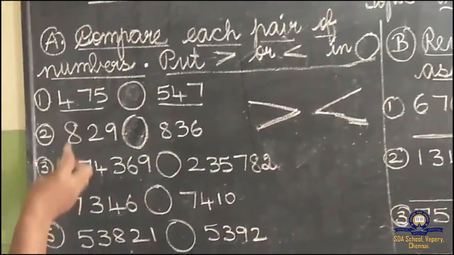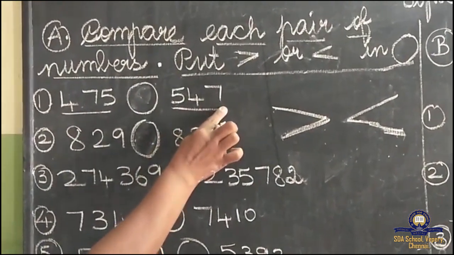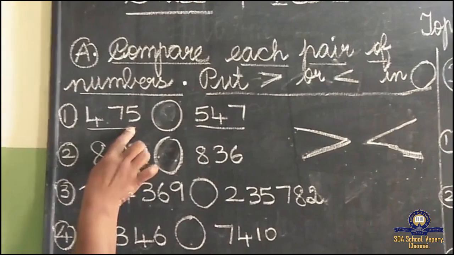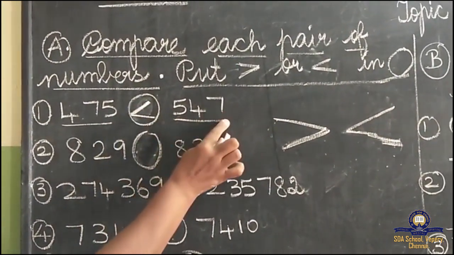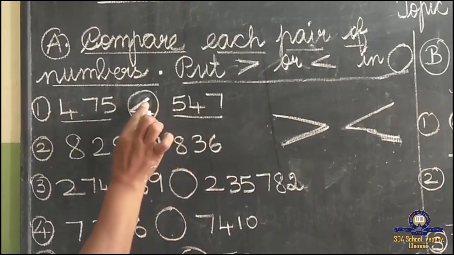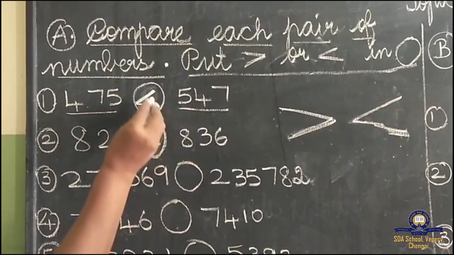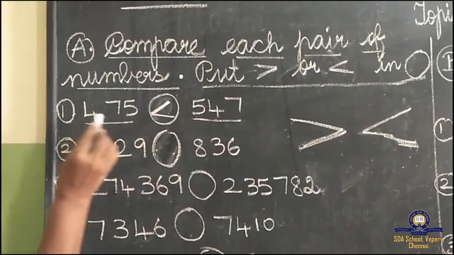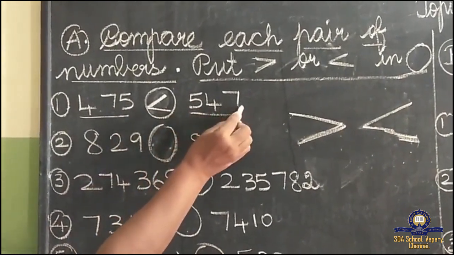The first sum, see, 475, here 547. So what you have to do children? See, 475 is what? Lesser than 547. Understood children? The wide open should be always facing the bigger, greater number. So 475 is lesser than 547.